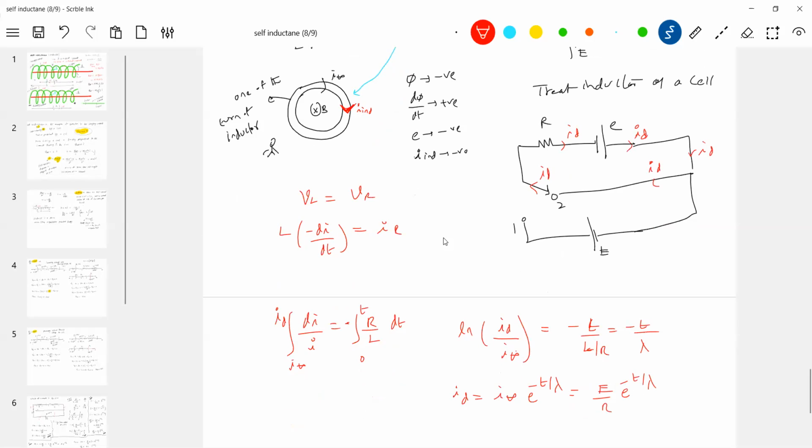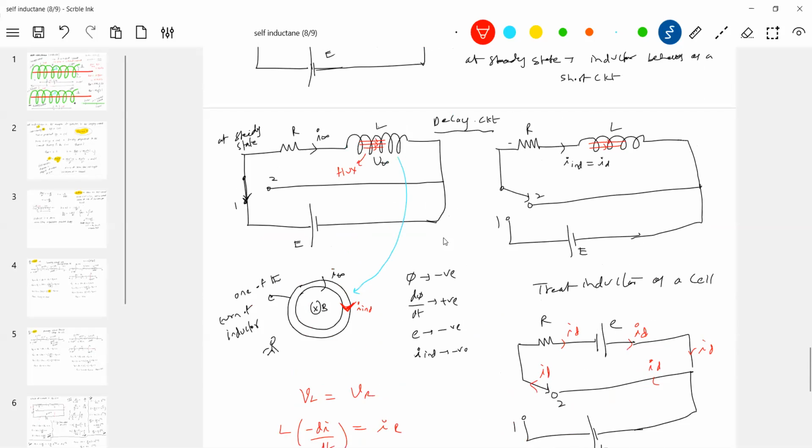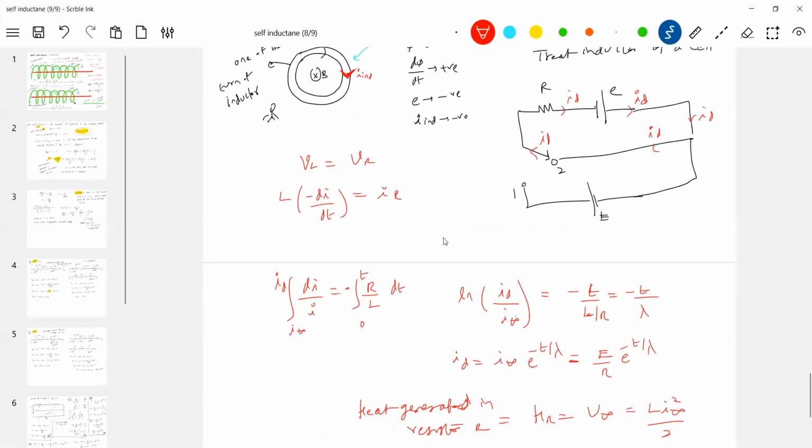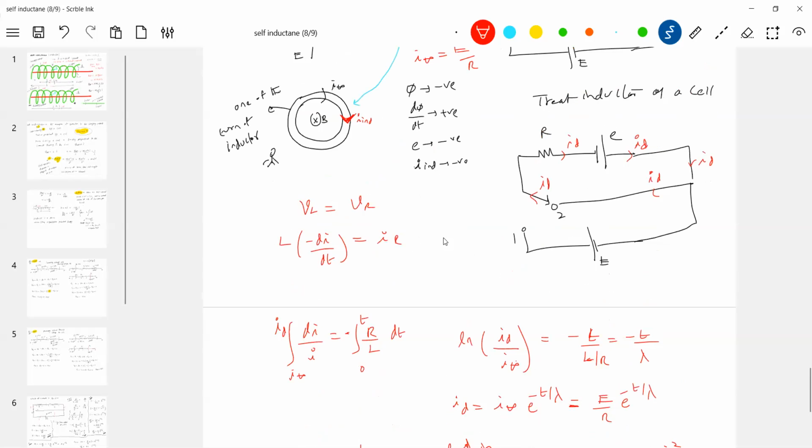Look at the current. It decreases exponentially with time. So what is I infinity? Somewhere here you have to write it very clearly, because the inductor will be like a short circuit, just storing magnetic energy. The heat generated in the resistor should be equal to the energy stored in the inductor coil. All that energy that was there in the coil will gradually be given to the resistor.